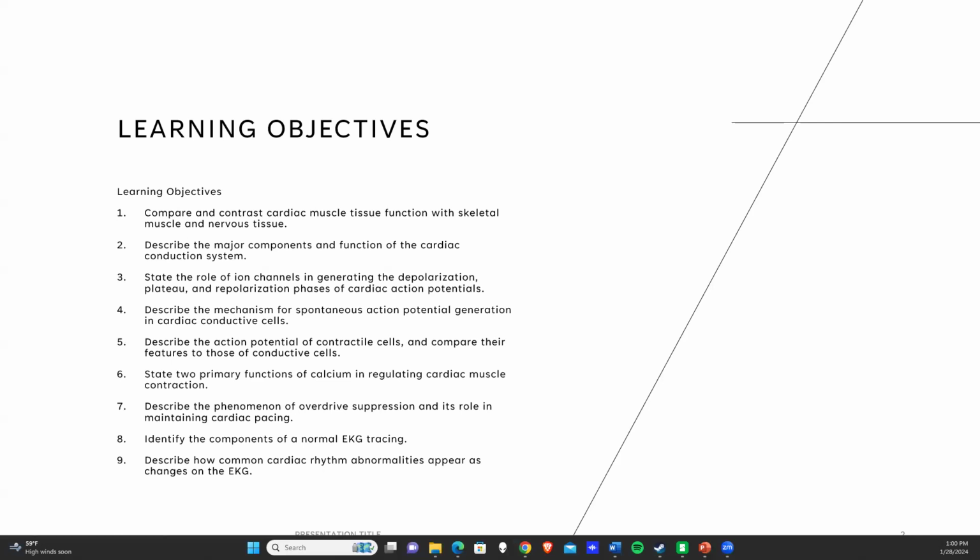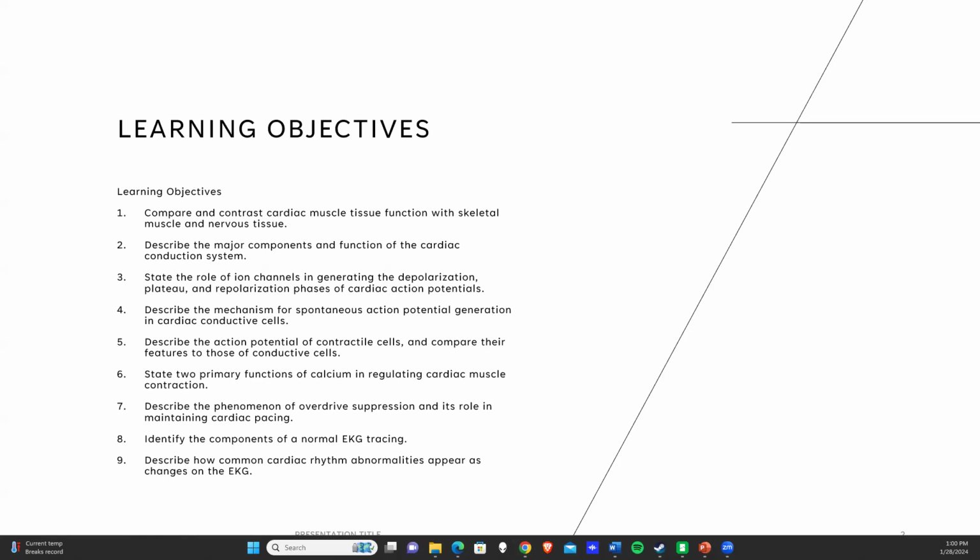Describe the mechanism for spontaneous action potential generation in cardiac conductive cells. Describe the action potentials of contractile cells and compare their features to those of conductive cells. We're going to state two primary functions of calcium in regulating cardiac muscle contraction. Describe the phenomenon of overdrive suppression and its role in maintaining cardiac pacing.